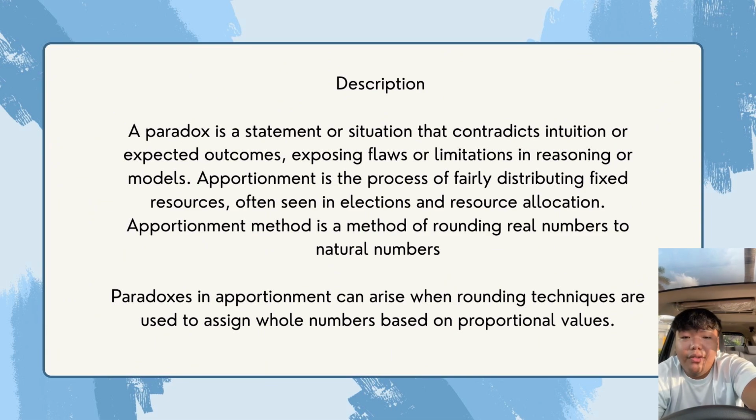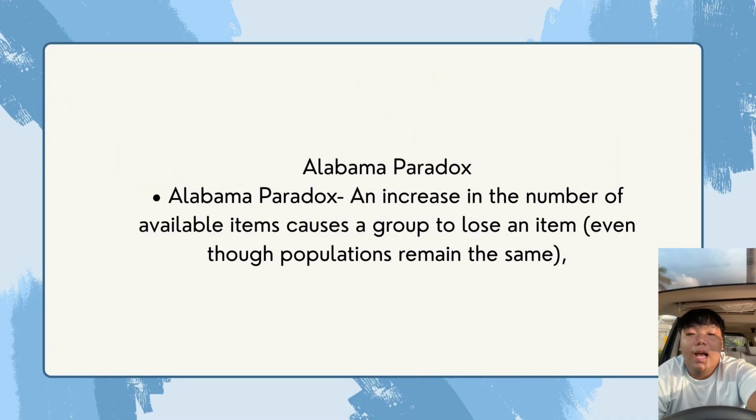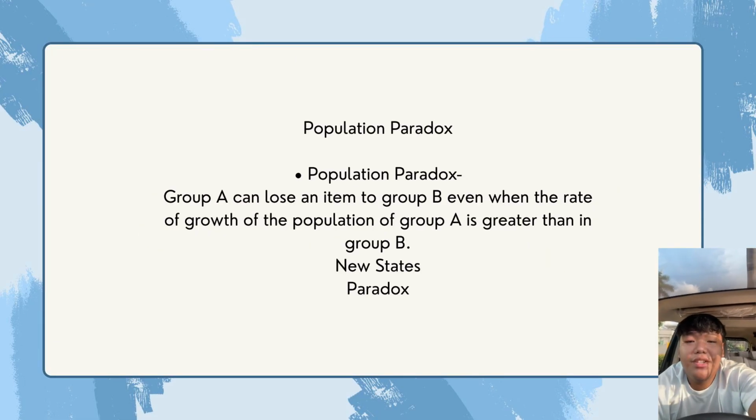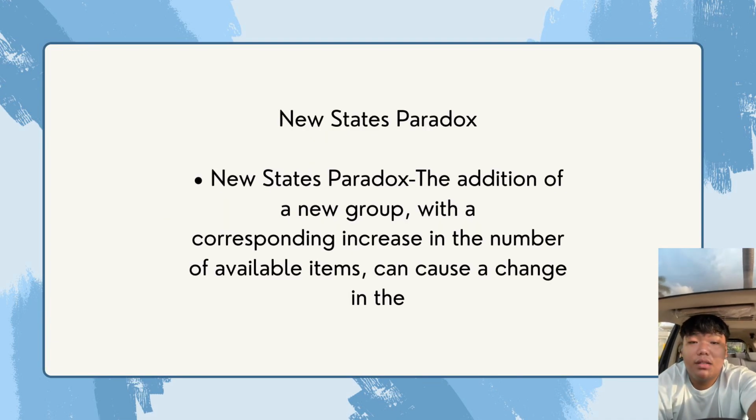An apportionment method is a method of rounding real numbers to natural numbers, while paradoxes in apportionment can arise when rounding techniques are used to assign whole numbers based on proportional values. Alabama paradox: an increase in the number of available items causes a group to lose an item, even though population remains the same. Population paradox: Group A can lose an item to Group B, even when the rate of growth of the population of Group A is greater than Group B. New state paradox: the addition of a new group with a corresponding increase in the number of available items can cause a change.